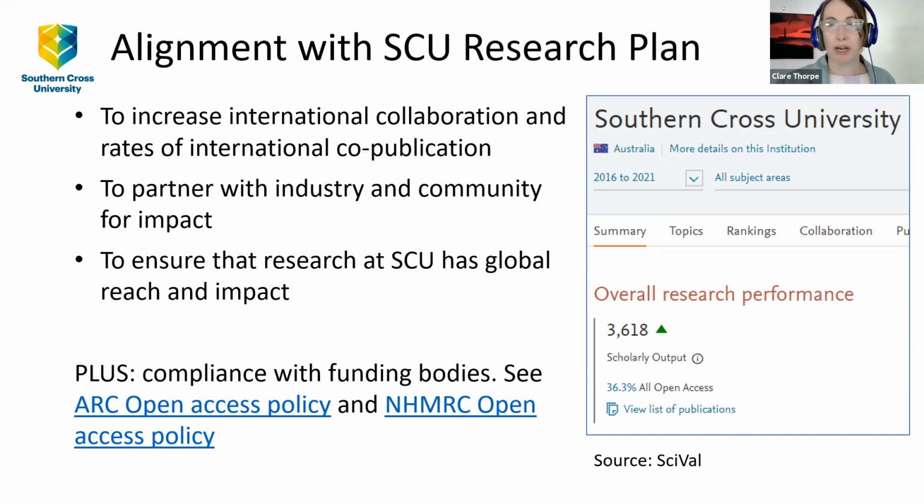Also on screen, I've taken a small snapshot here from SciVal, which is the metrics tool we have available at Southern Cross University. And from SciVal's sources, you can actually see that Southern Cross University's open access outputs is slightly below the national average at 36.3%. So we haven't yet even met the Australian average of 40%. So there's definitely some work that we can be doing in this space to increase the visibility of the fantastic work that you do as researchers.